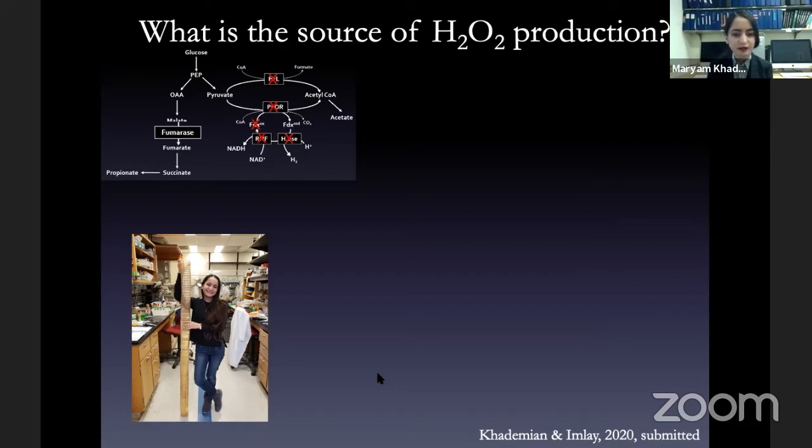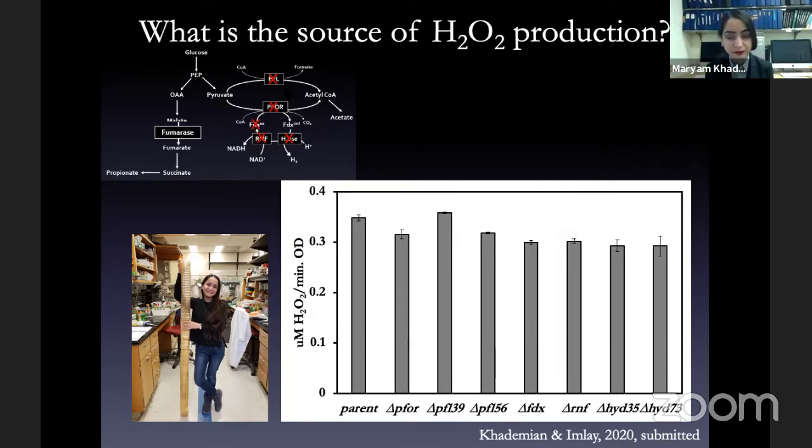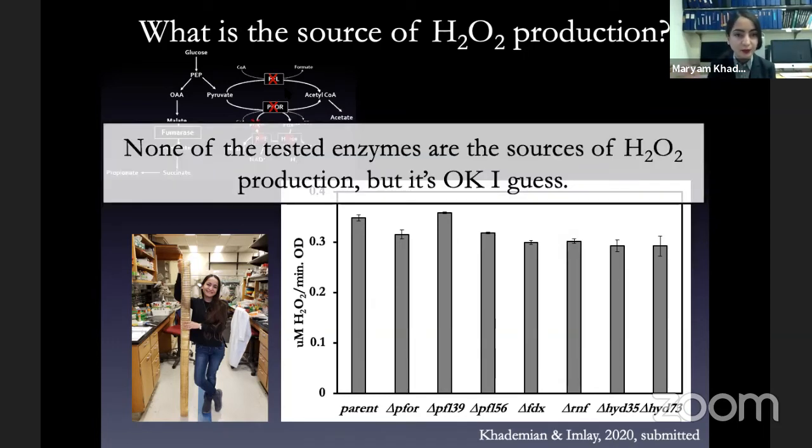Now, if, for example, PFL, which is here, is responsible for the production of ROS in aerated B. theta, then if I delete it and expose the mutant to air, the amount of ROS produced in that mutant would be lower. So I did all the experiments and tried to see which mutant produced less ROS than the parent strain. The answer was none of them.